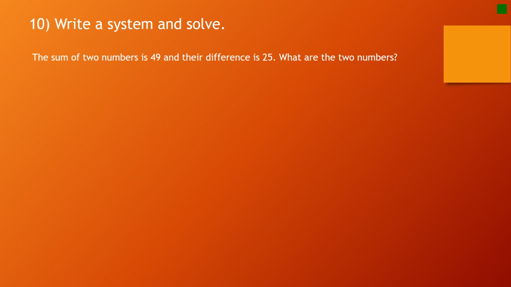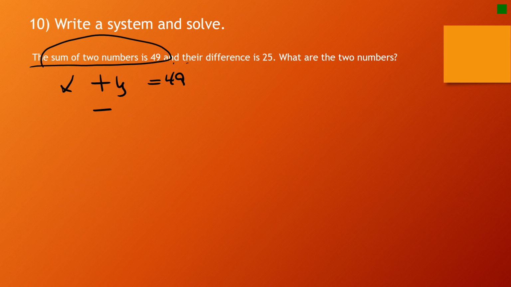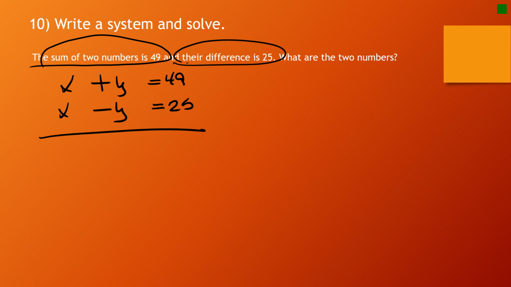Okay, so now the sum of two numbers, oh, my personal favorite, sum of two numbers. Sum is a plus, difference is a minus. The sum of two numbers is 49. So the first number plus the second number is 49. Their difference is 25. Difference means minus. These are always pretty much going to be set up that one of them is going to disappear. So I'm just going to add them up.